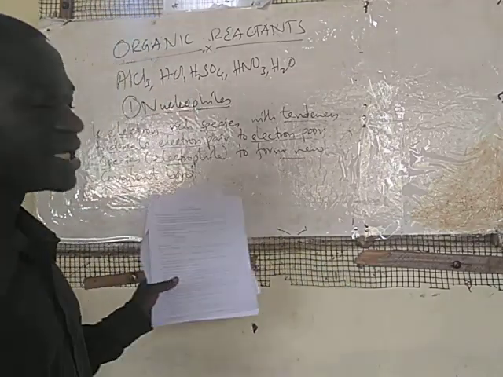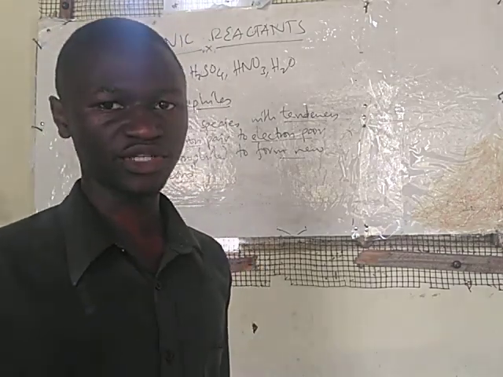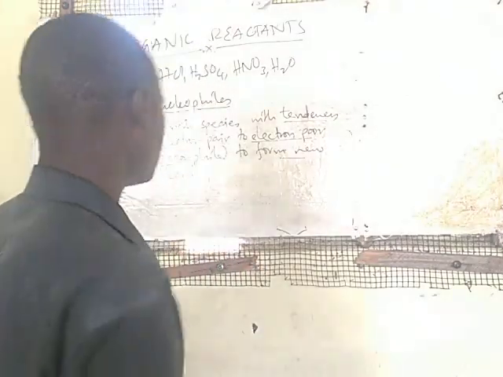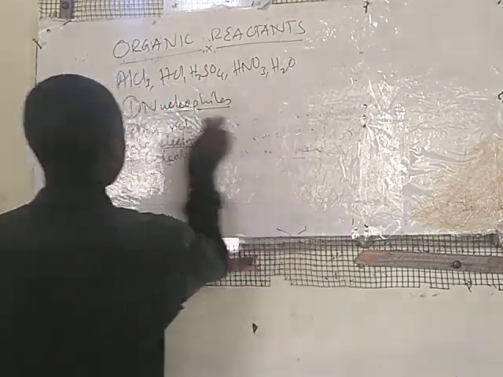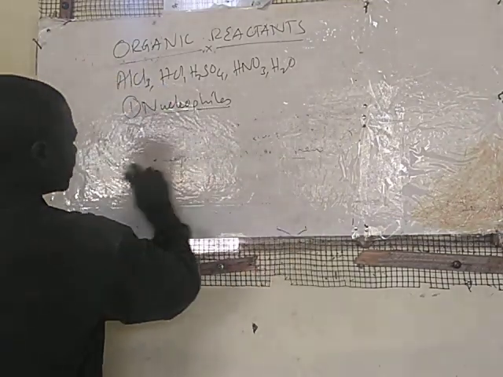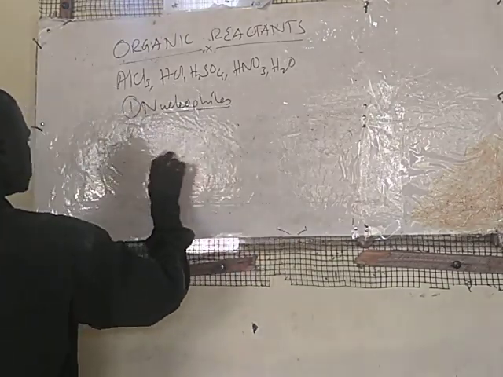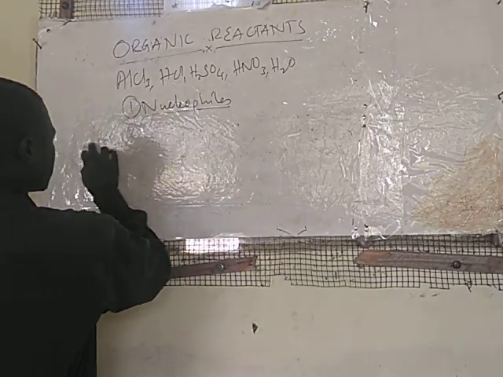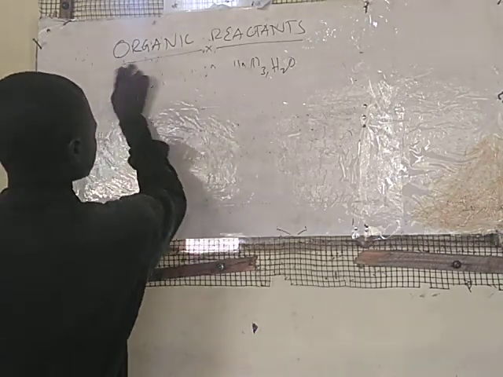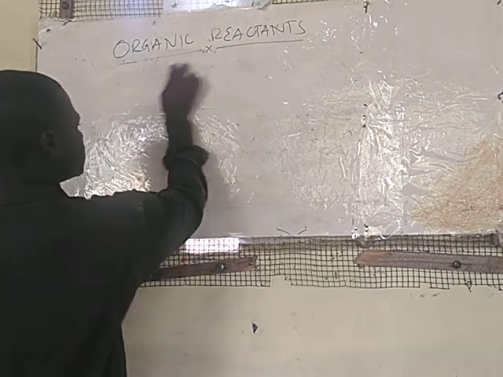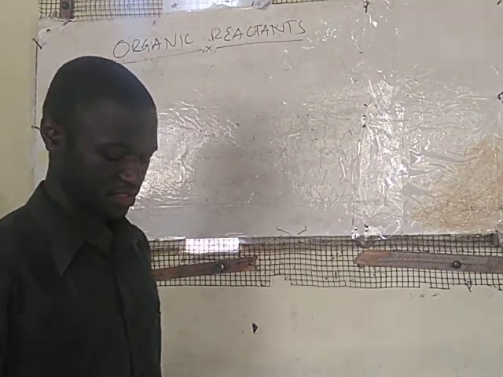In the case of nucleophiles, we have several categories. So now, let's see the types of nucleophiles. We have three of them. We discuss one after another so that it will be easier for you to understand.